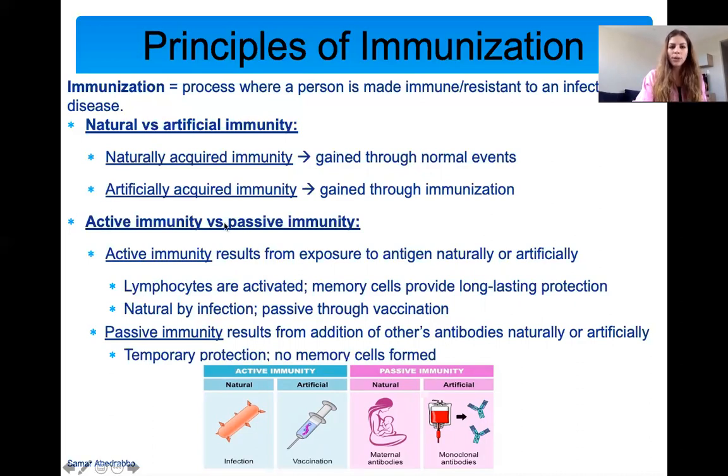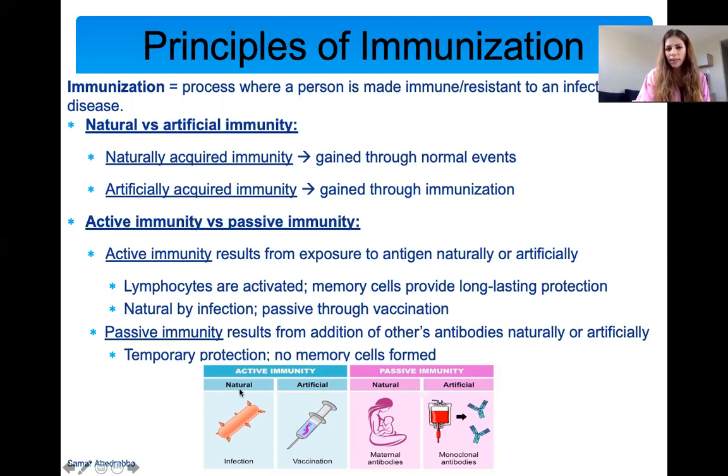Then there's active immunity and passive immunity. Active immunity is when your body has an immunity from exposure to an antigen naturally or artificially. So the best way to describe it is it's your body actively fighting an infection and then producing an immune response. Passive immunity is when you become resistant to an infection passively, by basically not doing anything yourself.